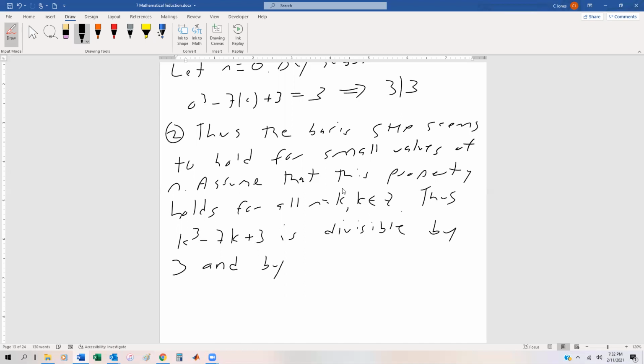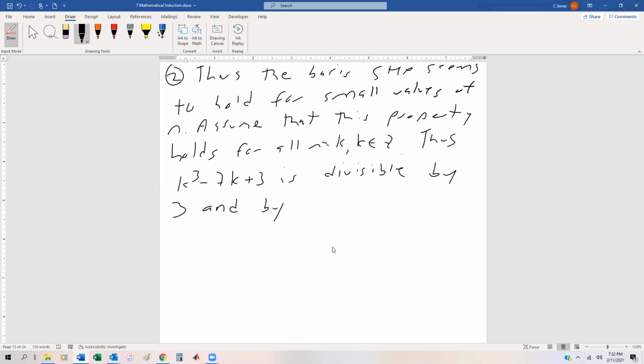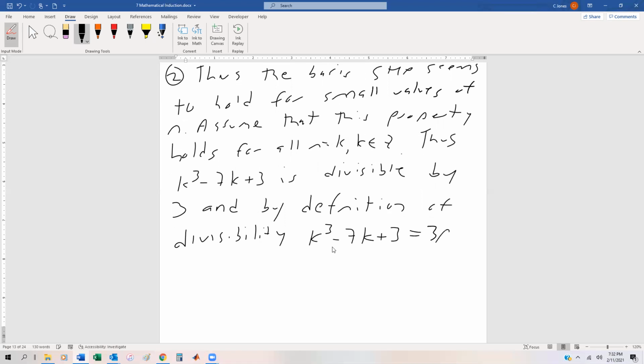And since it's a divisibility problem, we're going to throw in one new step here. By definition of divisibility, we can say that k cubed minus 7k plus 3 is equal to 3p, where p is an element of the integers. All right, so we're going to hold on to this. This is probably the most important part because this is what we're assuming. Okay, so we're assuming it holds for n equals k, and then the definition of divisibility.